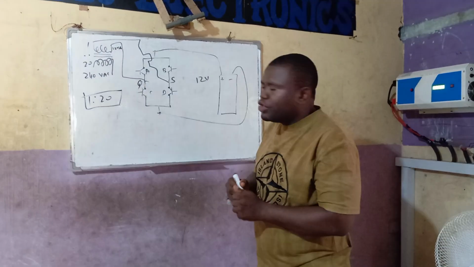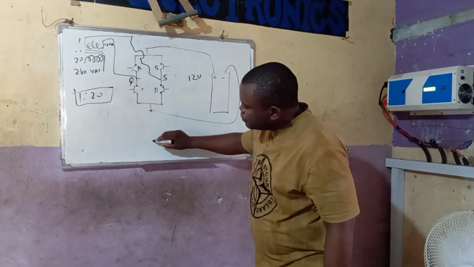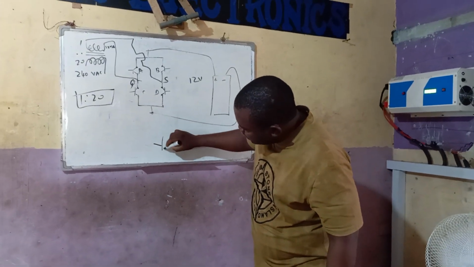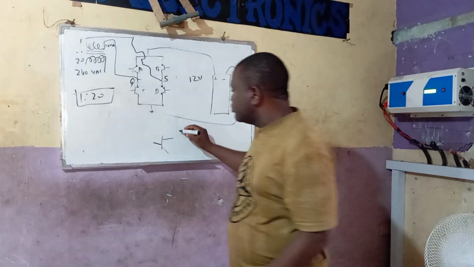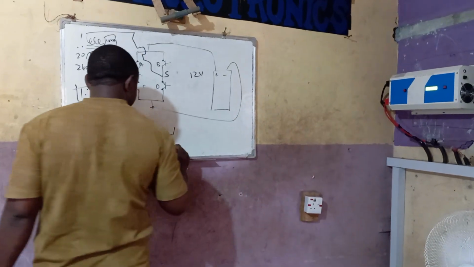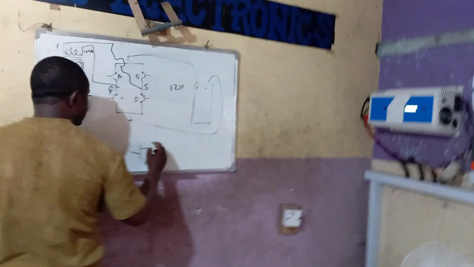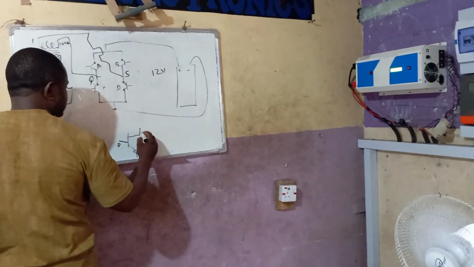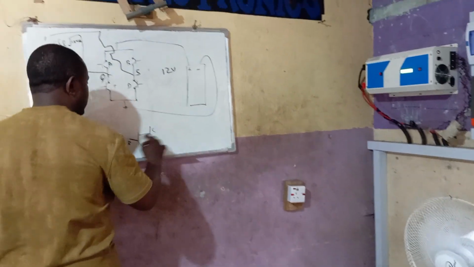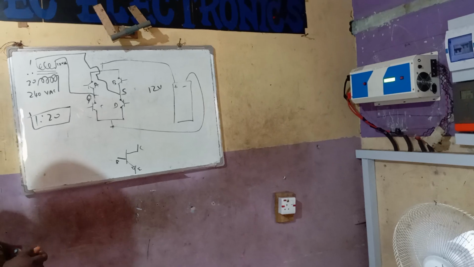You see, a transistor has 3 terminals, okay? One of them is called the collector, the other one is called the emitter, and the other one is called the base. Now, this is an NPN transistor, all right?